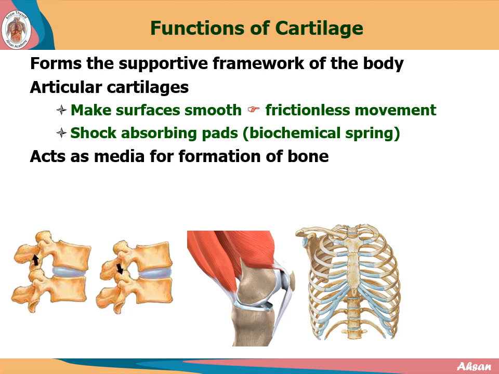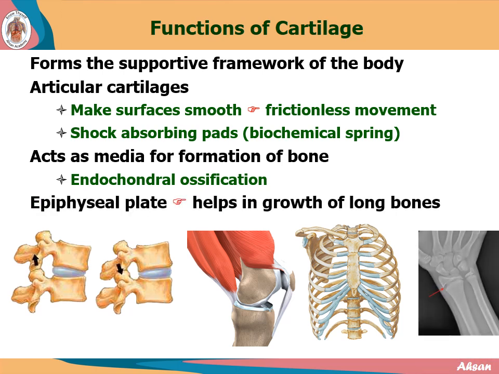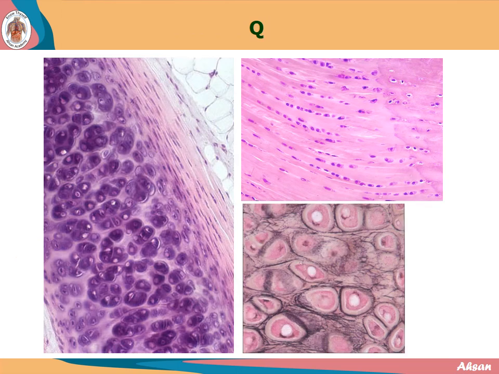This acts as a medium for formation of bone. Hyaline cartilage converts into bone in most of the cases. This type of bone formation is known as endochondral ossification or intracartilaginous ossification. The epiphyseal plate that separates the epiphysis from the metaphysis helps in the growth of the long bone in length.